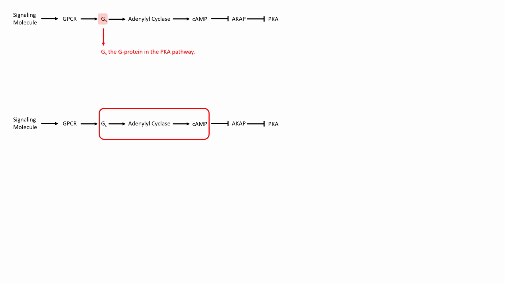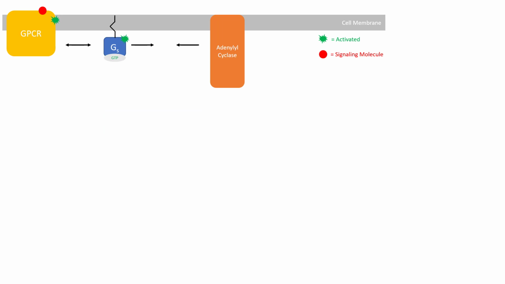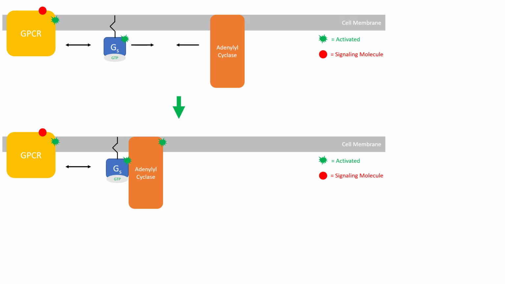Now we're going to look at the second part of the pathway. The activated G protein coupled receptor has activated GS, in this case the alpha subunit of GS, with its GTP bound, and now that alpha subunit of GS will go on to bind adenylyl cyclase. Upon binding adenylyl cyclase, the activated G alpha subunit of GS will go on to activate adenylyl cyclase, just by binding to it. So what does adenylyl cyclase do?